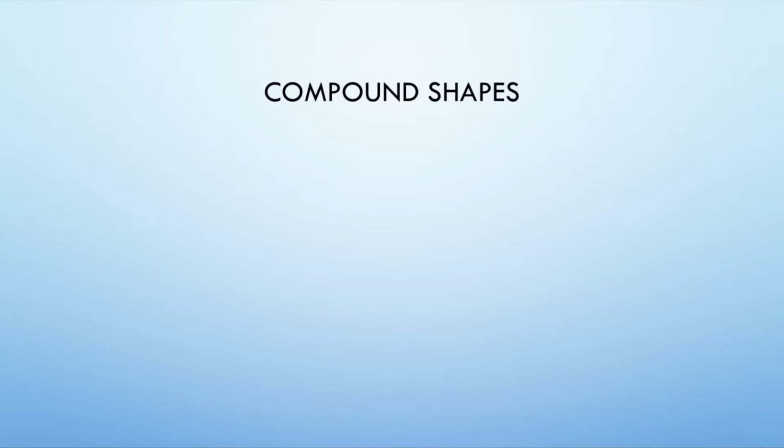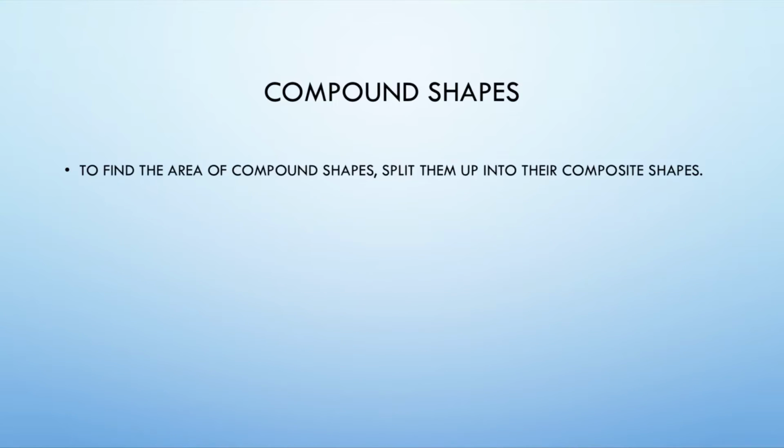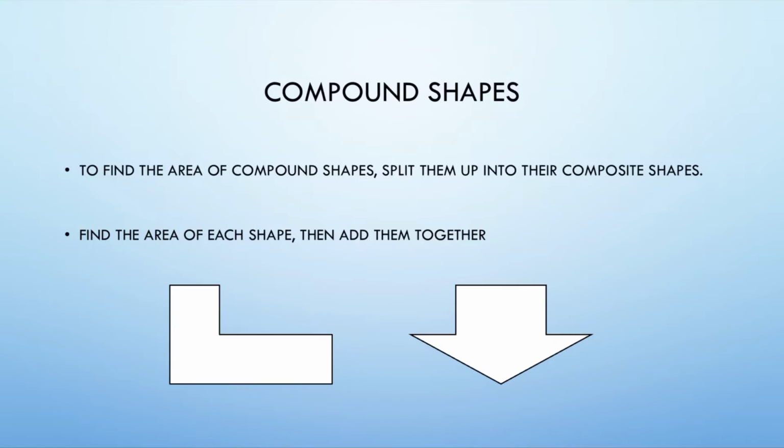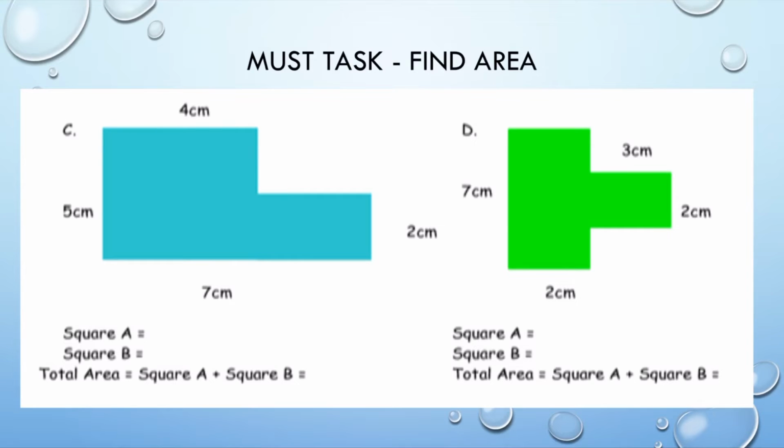So now we're moving on to the main thing of this video, which is about compound shapes. How do we find the area of compound shapes? First of all, we split them up into their composite shapes, meaning we split them up into 2 shapes, and then we find the area of each shape and then add them together. So here are 2 examples, and you can see the red line which divides the compound shape into 2 composite shapes. I'll be showing you how you can easily find the area of compound shapes.